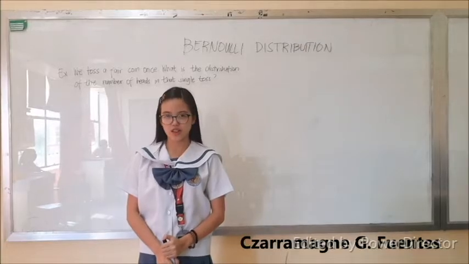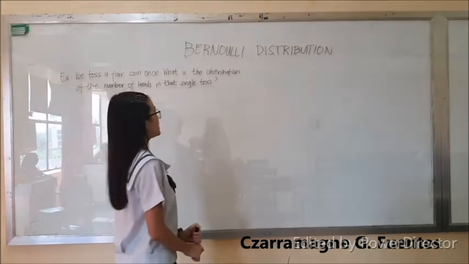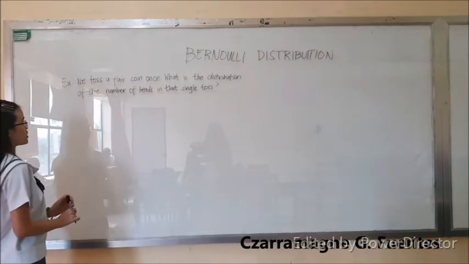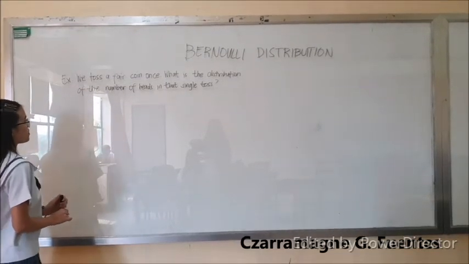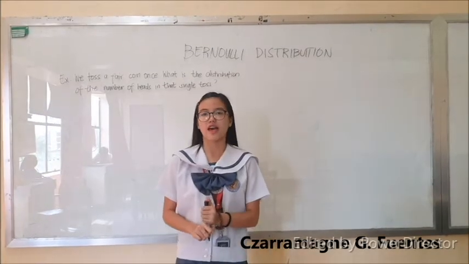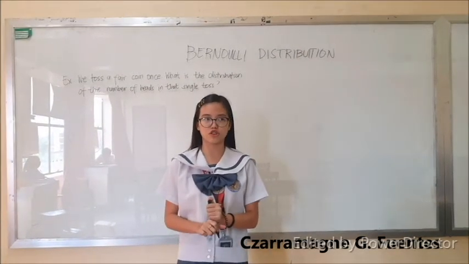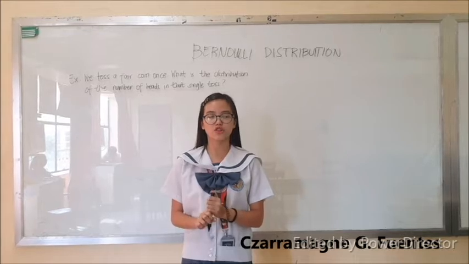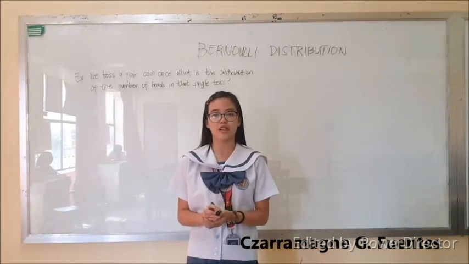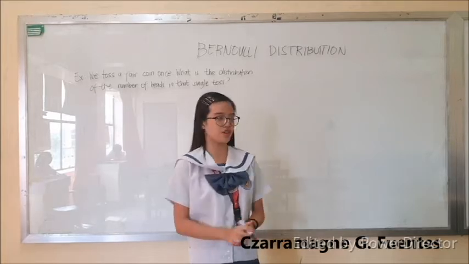Good morning everyone. I'm going to discuss the Bernoulli distribution. For example, we toss a fair coin once. What is the distribution of the number of heads in that single toss? Suppose we have a single trial, and each trial can result in one of two possible mutually exclusive outcomes that we will label as success or failure.